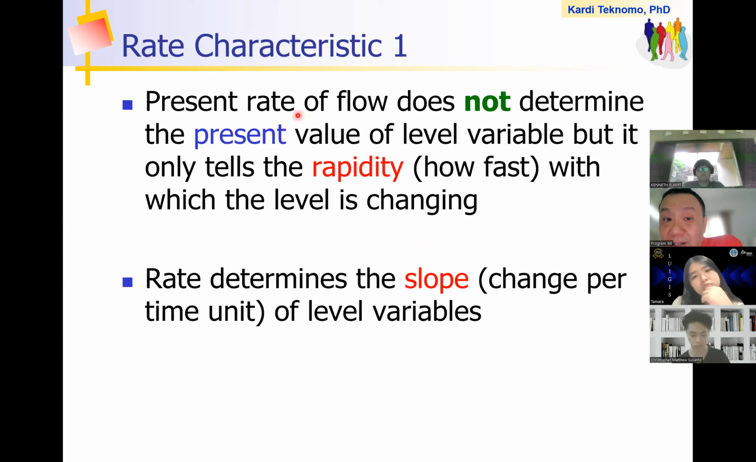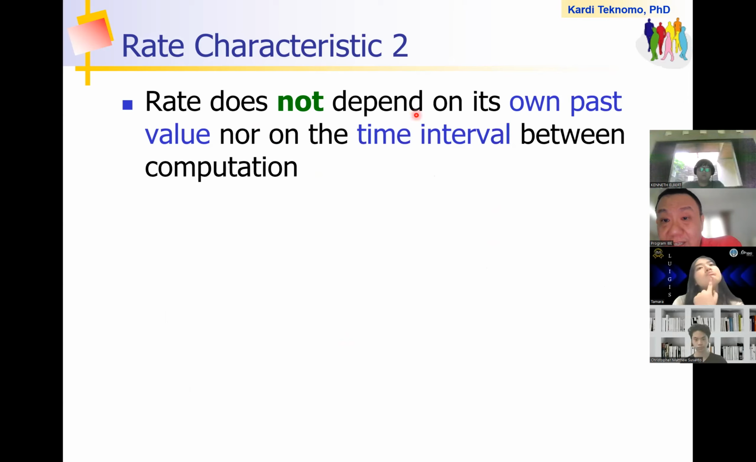The present rate of flow does not determine the present value of the level, but it only tells the rapidity, how fast or how slow the level is changing. So rate is basically the slope, the change per unit time of the level variable. Second characteristic: remember, the rate does not depend on its own past value or on the time interval between the computation. Rate is the action, the decision, so it does not depend on that time.